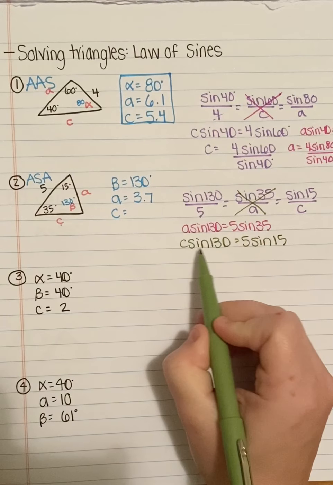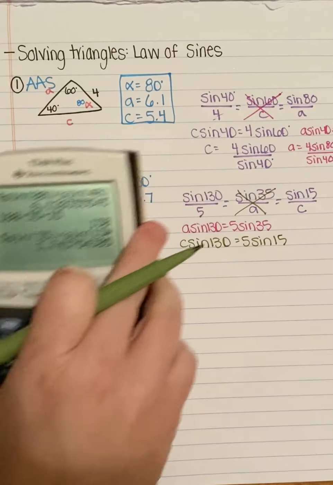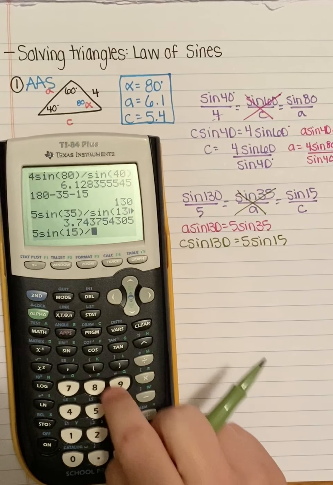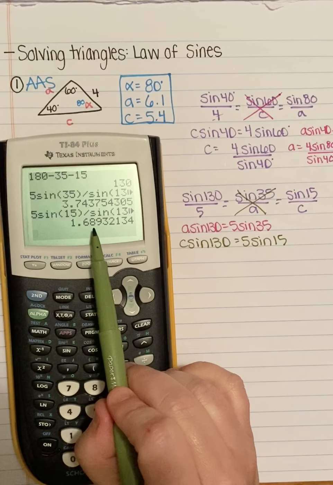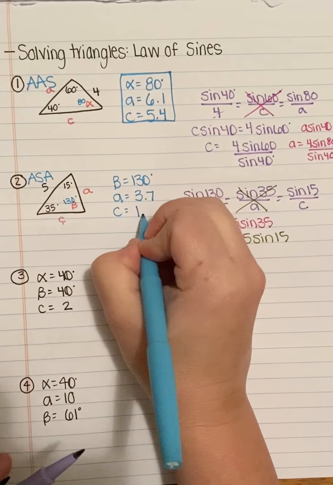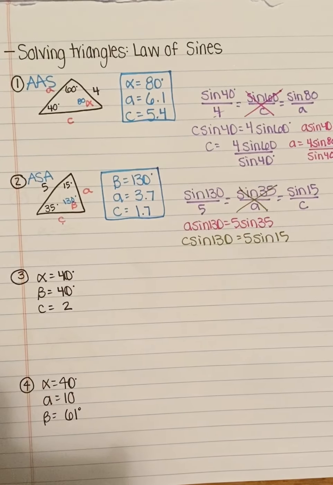So in my calculator, I'm going to divide this by sine 130. So this gets divided by the sine of 130. So in my calculator, I've got 5 sine 15 divided by the sine of 130. And this right here rounds to give me 1.7 because this 8 bumps this 6 up. So this right here for C comes out to be 1.7. So then I've solved number 2 for all my missing sides and my missing angles.